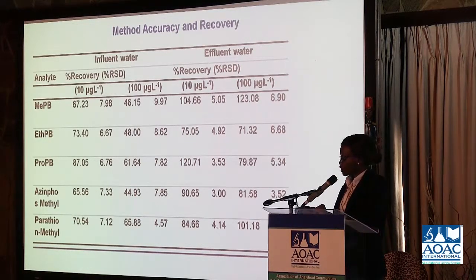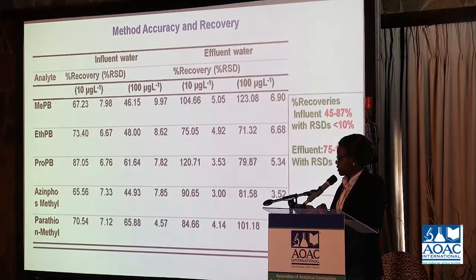From these results, you can see that the recoveries for the influent wastewater were ranging from 45 to 87%. They were slightly lower. This matrix is not as easy as the effluent wastewater, which was giving recoveries of 75 to 120%. But both of them had low RSDs of less than 10%. So this is as far as I've reached.